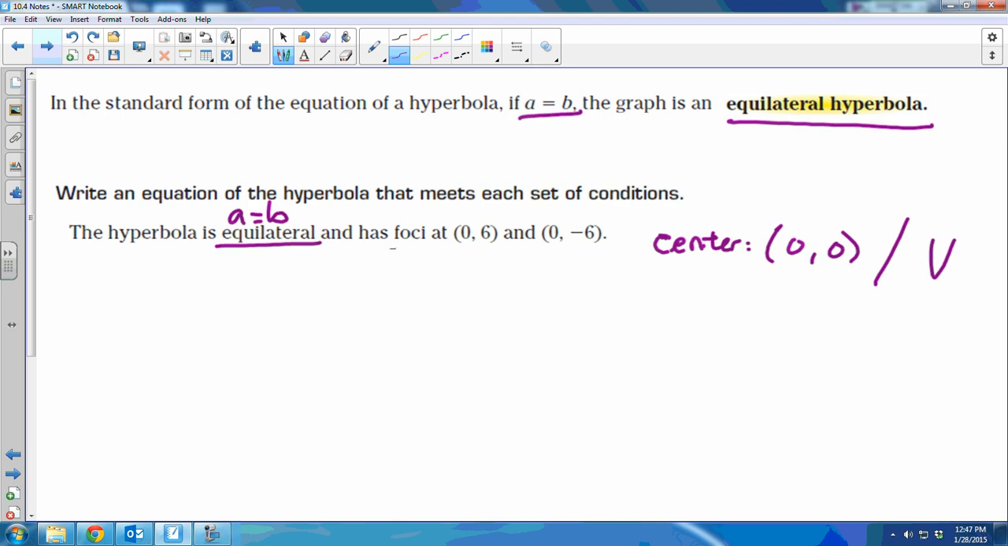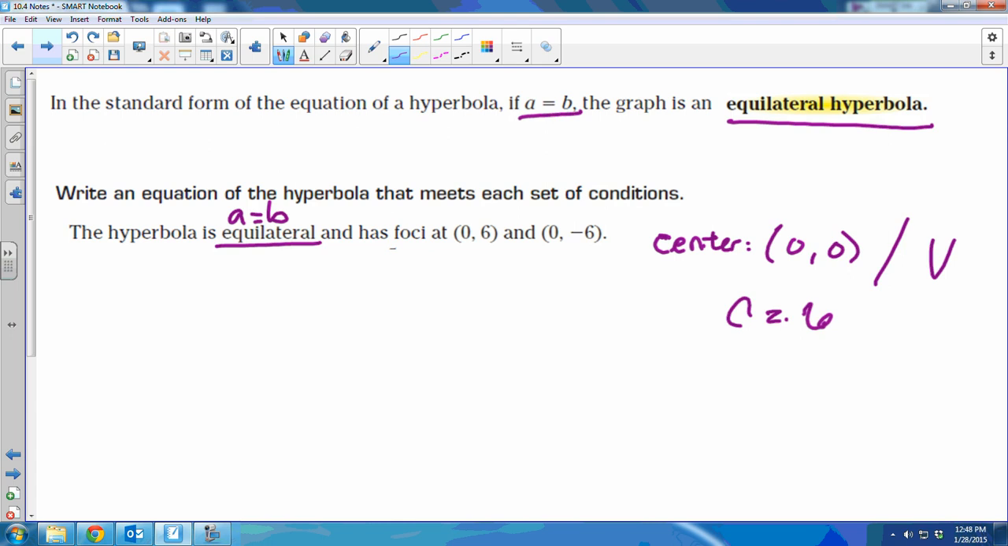C. From the center to a focus is C. So if the center is 0, 0, and you know the foci, then you should be able to find C. So what is C? I'm trying to figure out C. So C would be 6, from the center to a focus. Right? Yeah? Now, this is not tricky.